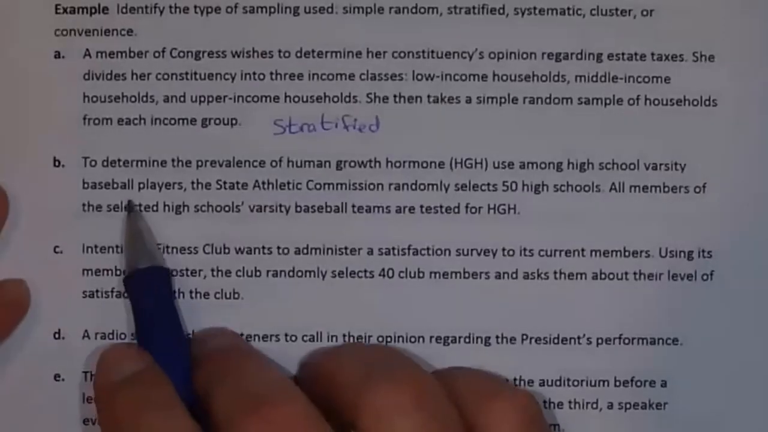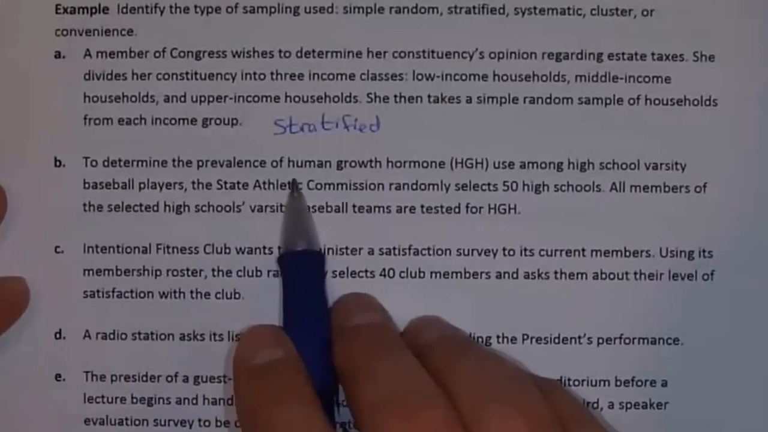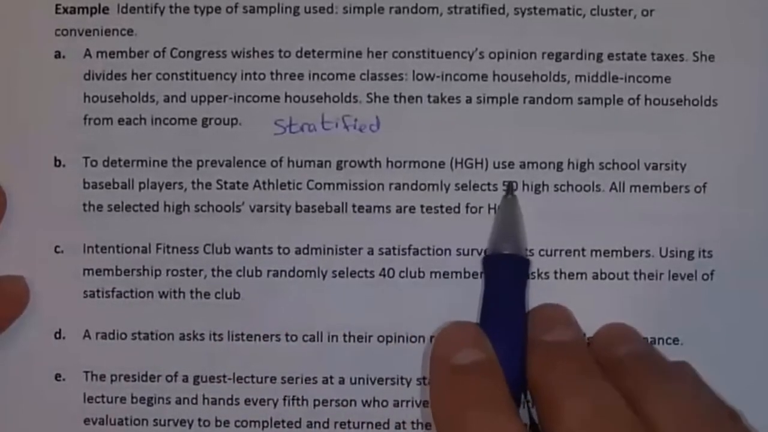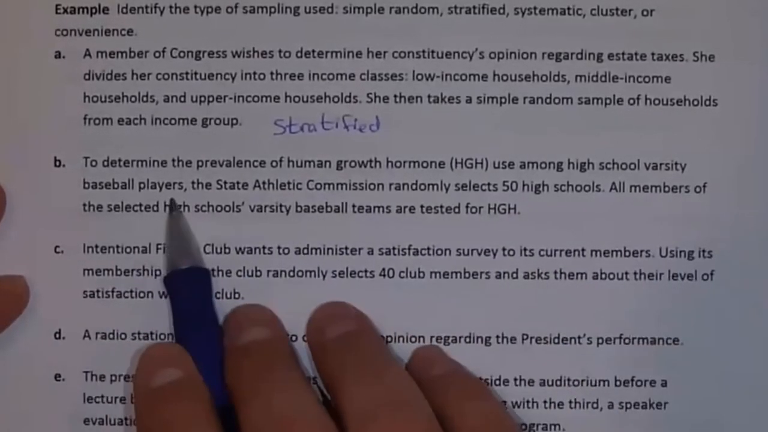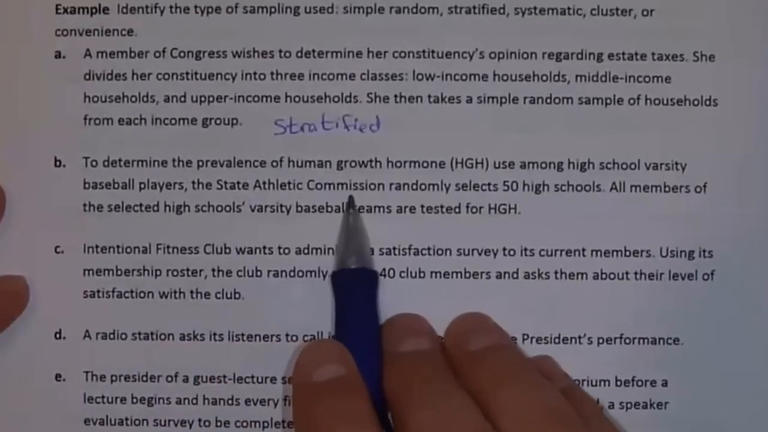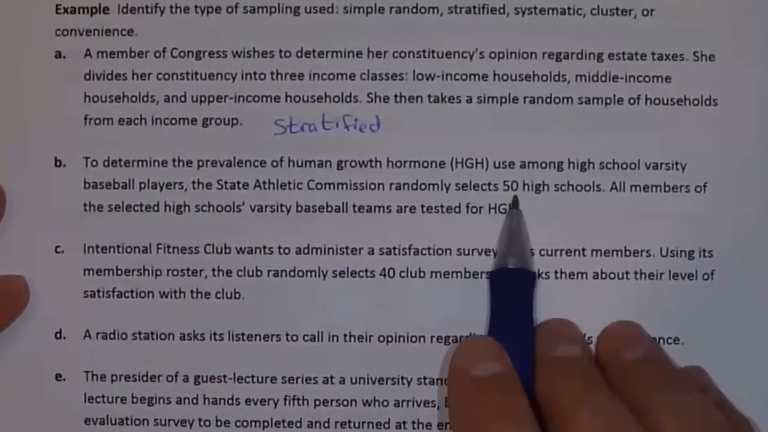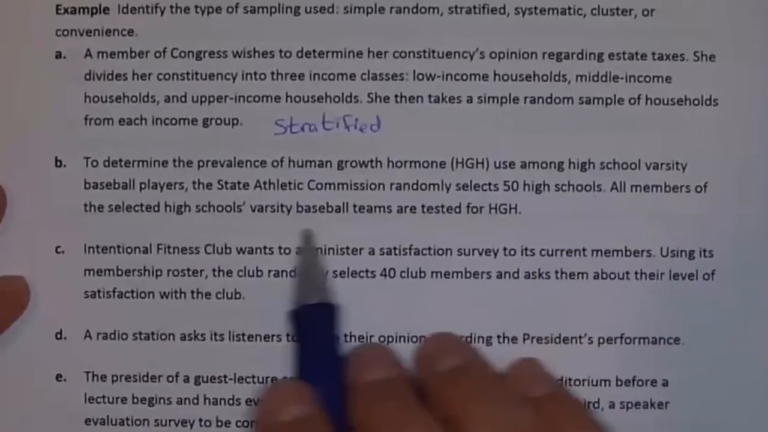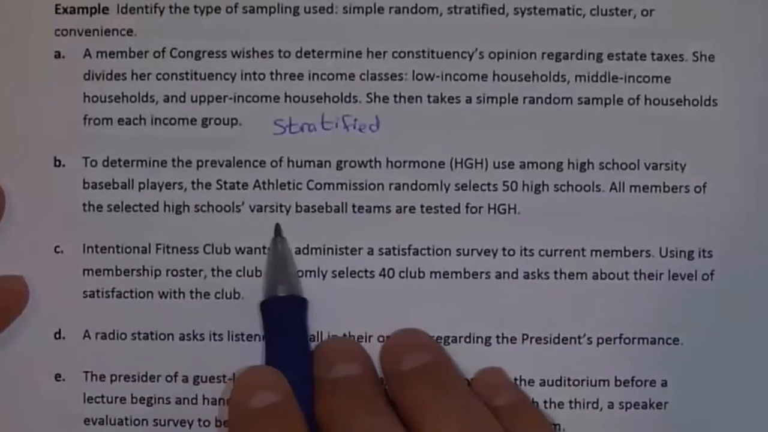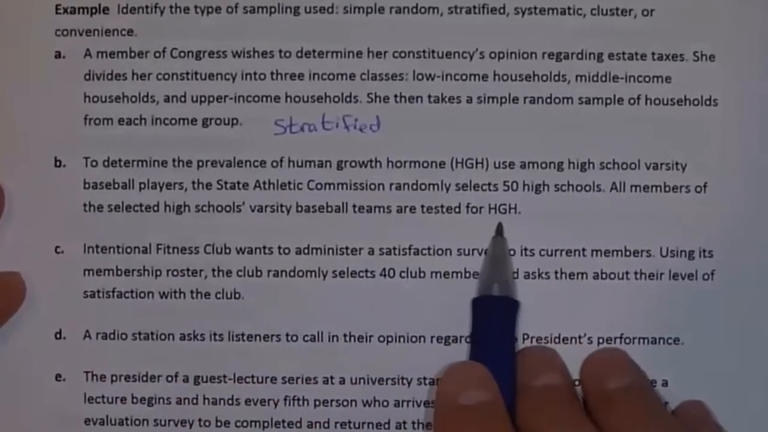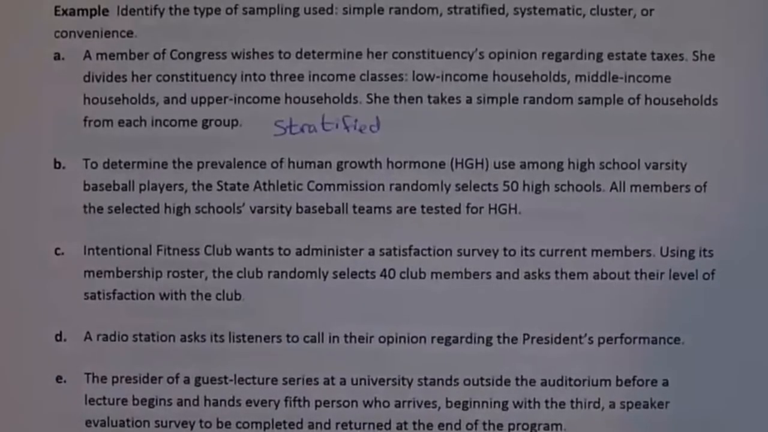Question B: to determine the prevalence of human growth hormone, HGH, use among high school varsity baseball players, the State Athletic Commission randomly selects 50 high schools. All members of the selected high schools' varsity baseball teams are tested for HGH. So again, simple random, stratified, systematic, cluster, or convenience.